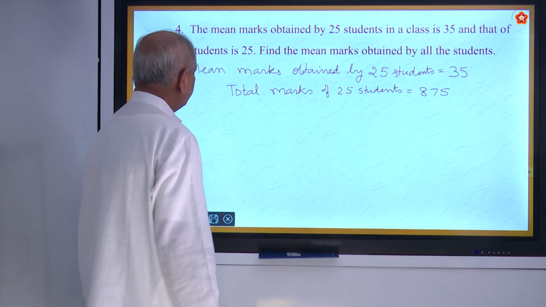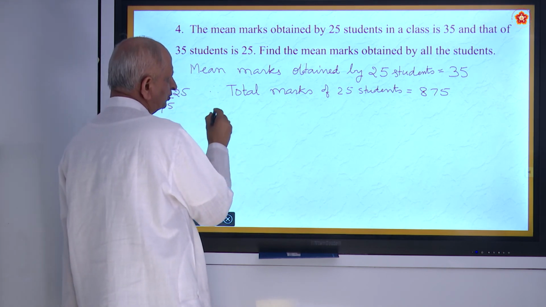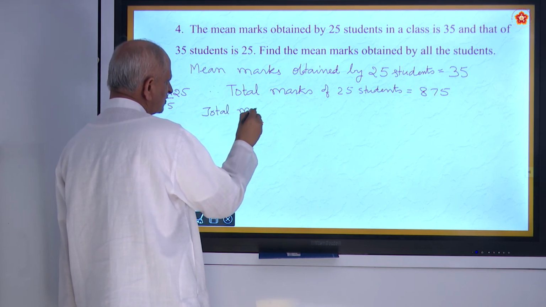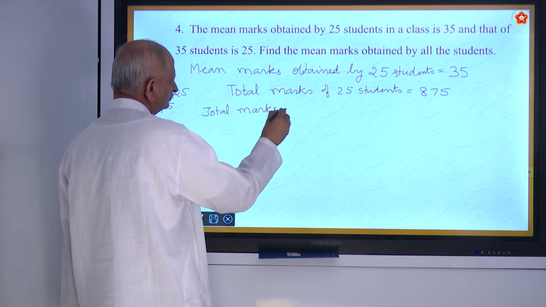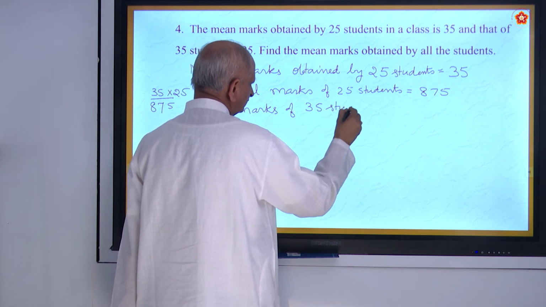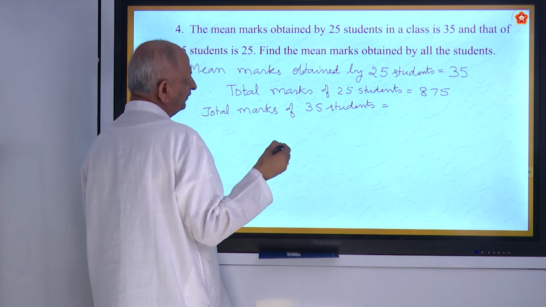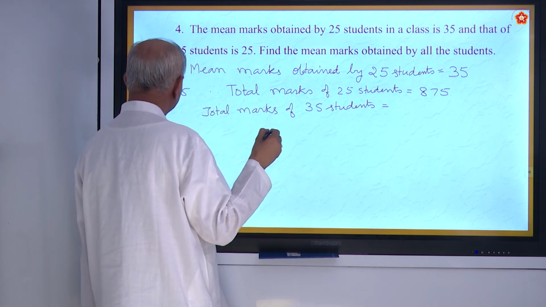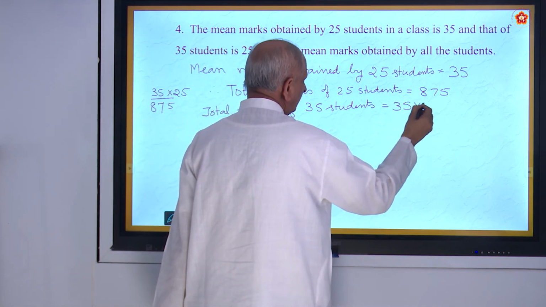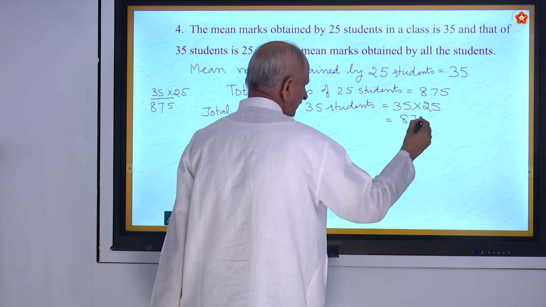And there are 35 students. The other 35, so you can write the total marks of 35 students. Same type, so 35 into 25. That is 875. So 35 students are there, their average is 25, and the same thing comes, 875.